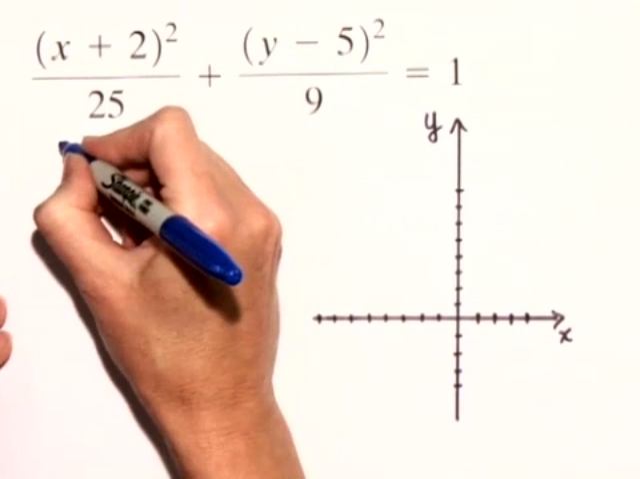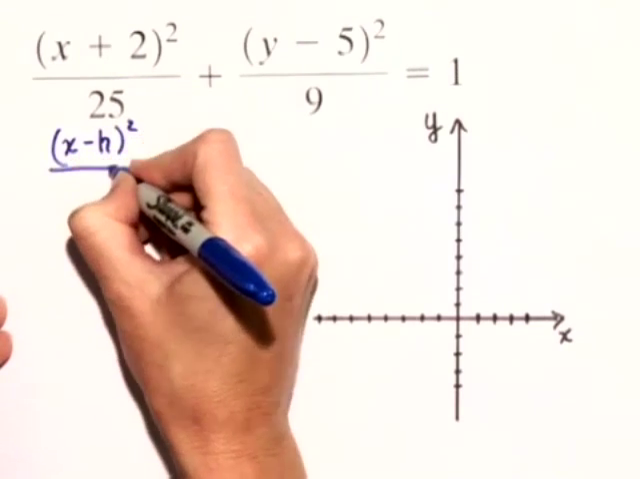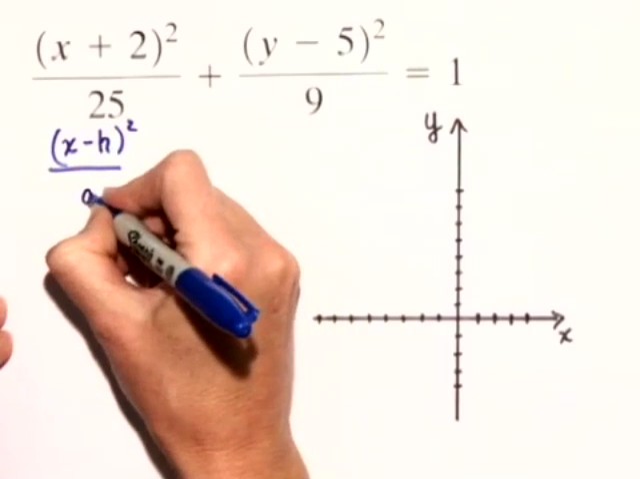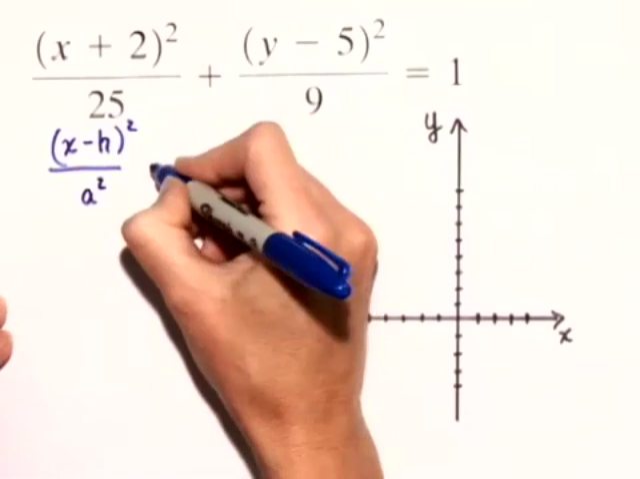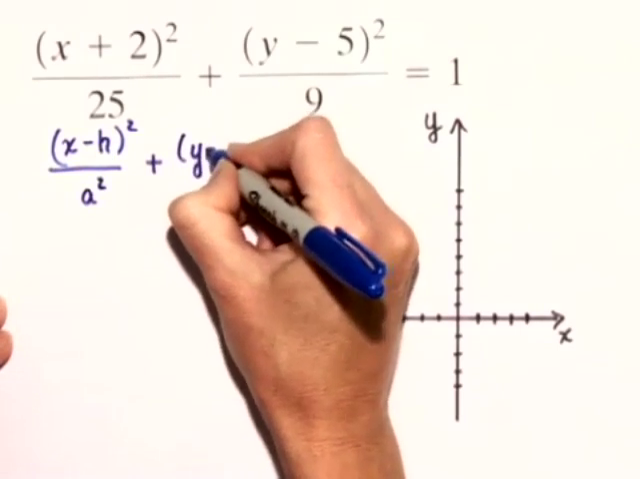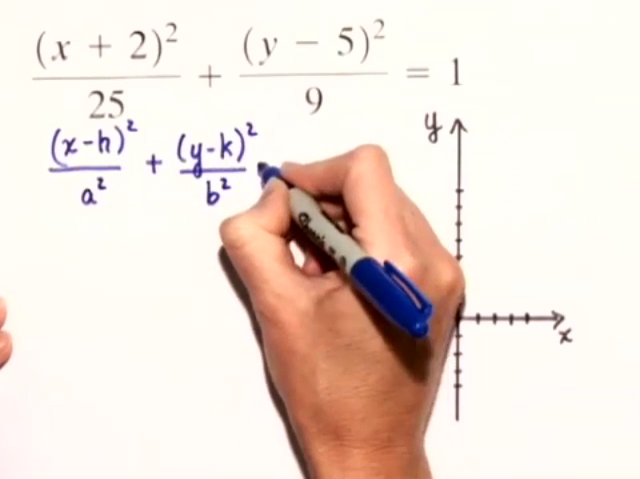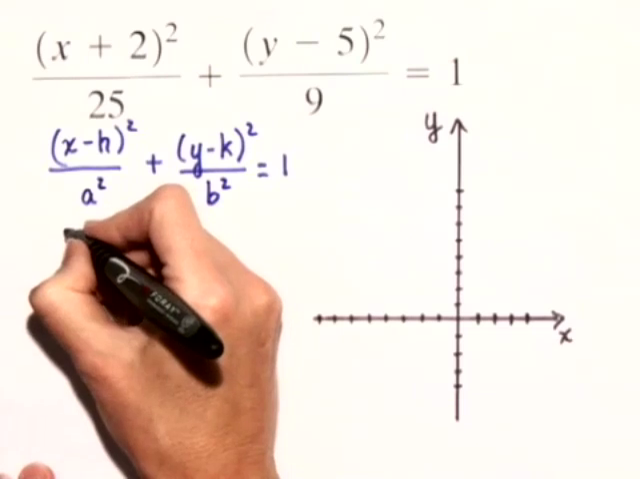The form is (x − h)² over a². We're going to write a² under the x² term because a² is the larger of the two denominators, plus (y − k)² over b² is equal to 1. Whenever we have an ellipse like this in standard form, we can pick out the center as well as a² and b². So let's start off with the center first.